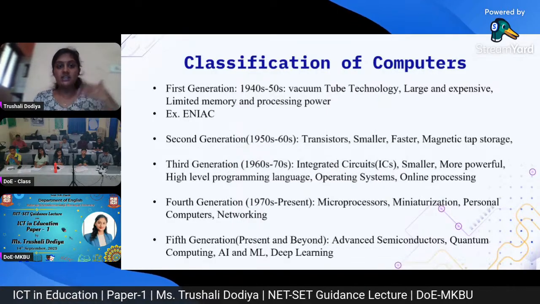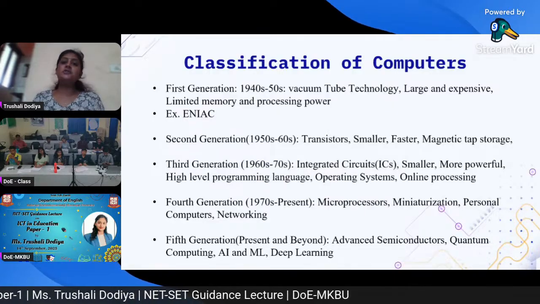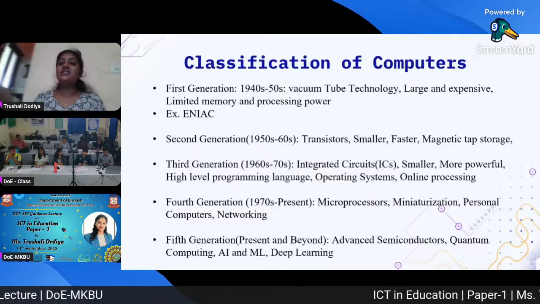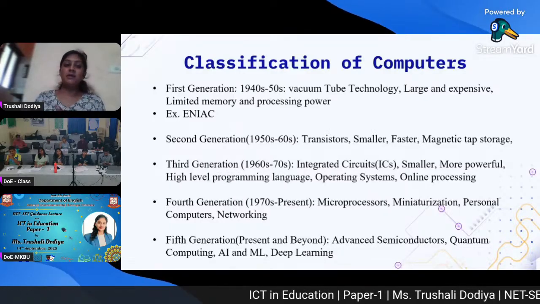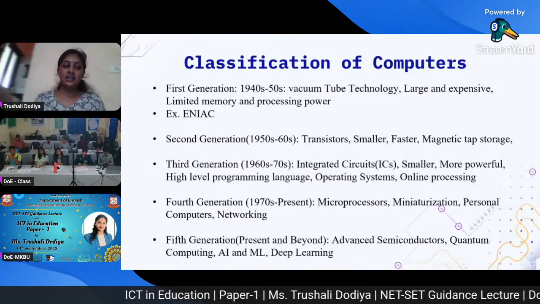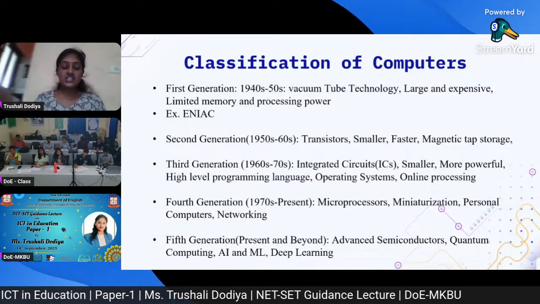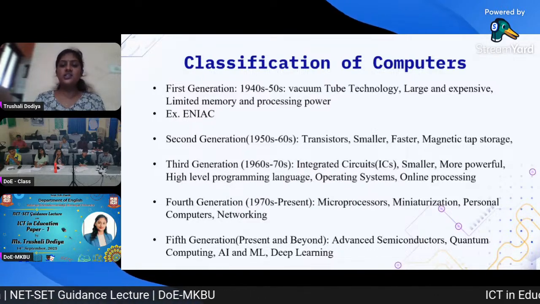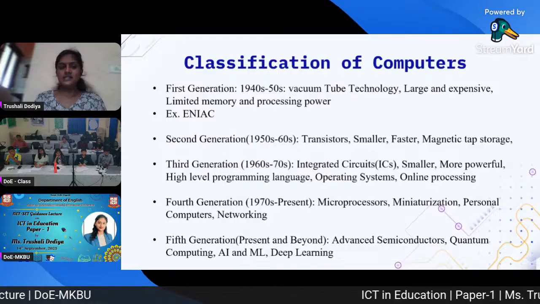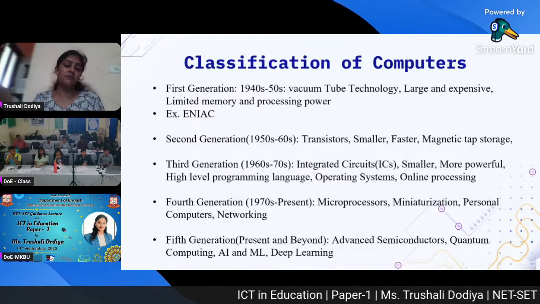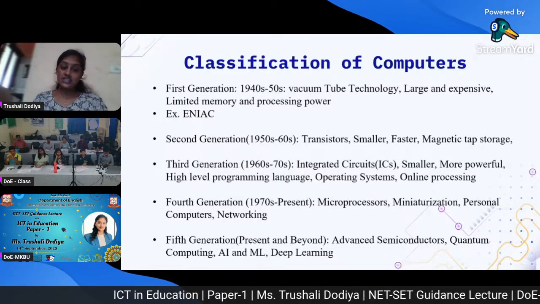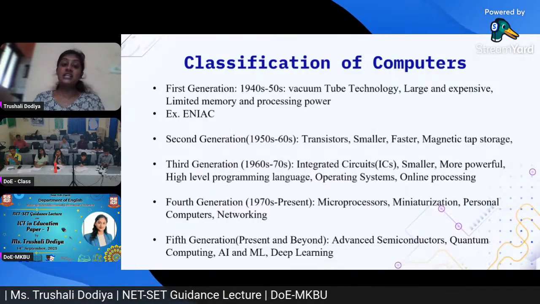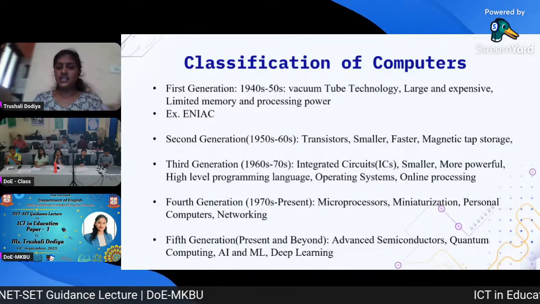The first generation came in the 1940s and 50s, which used vacuum tube technology. In the initial phase, computers were large and expensive, with limited memory and processing power, like ENIAC. The second generation came in the 1950s and 60s, which used transistors. These computers were a bit smaller and faster than the previous generation, using magnetic tape for storage. Then came third generation computers in the 1960s and 70s, which used integrated circuits, or ICs.